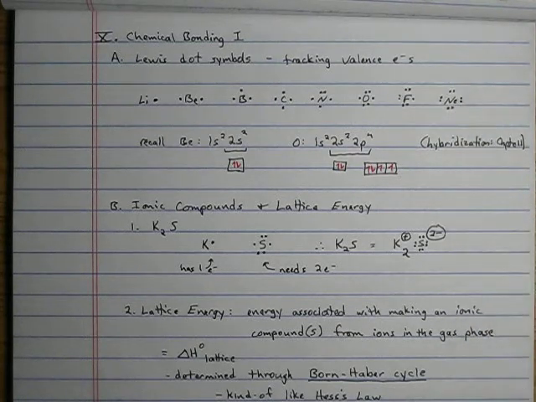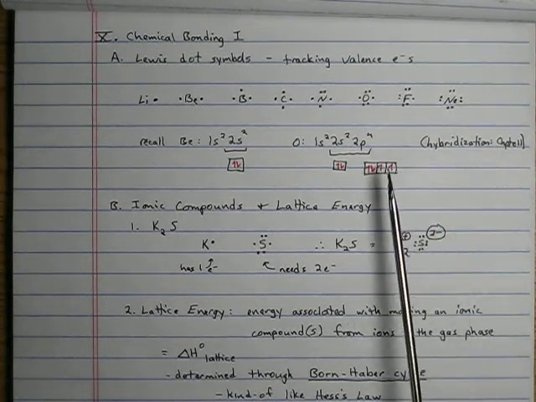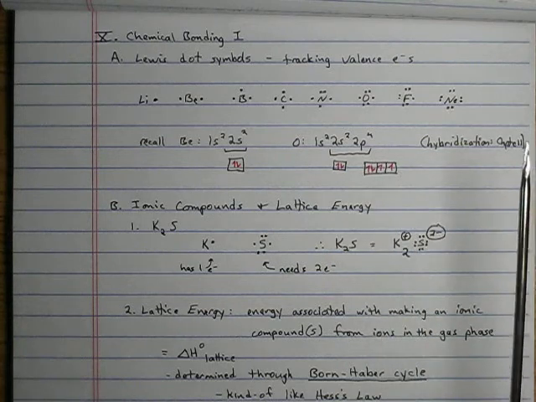All right. Note, once you get up to neon, neon has 8 valence electrons: 1, 2, 3, 4, 5, 6, 7, 8, all are there. And if you drew it out this way, you would see that neon would have all of its electrons paired up also.